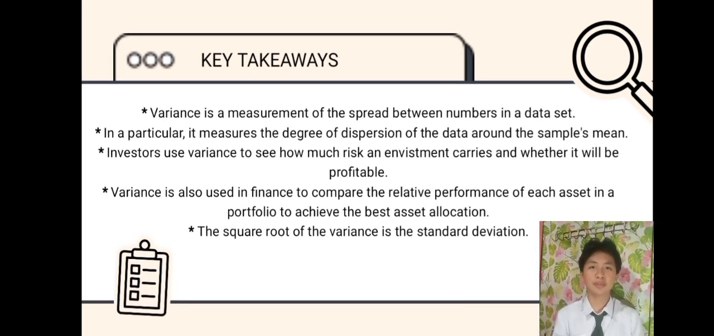Variance is a measurement of the spread between numbers in a data set. In particular, it measures the degree of dispersion of the data around the sample mean. Also, investors use variance to see how much risk an investment carries and whether it will be profitable. Variance is also used in finance to compare the relative performance of each asset in a portfolio to achieve the best asset allocation. Lastly, the square root of the variance is what you call the standard deviation.